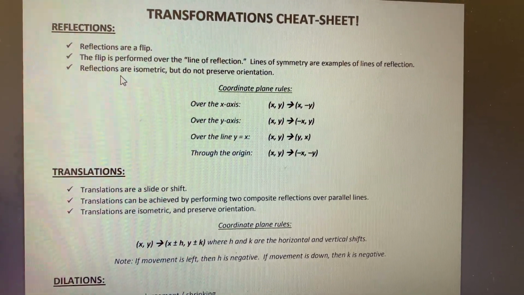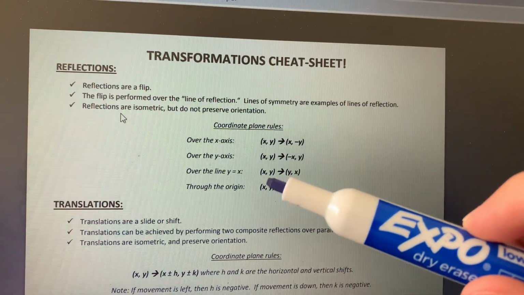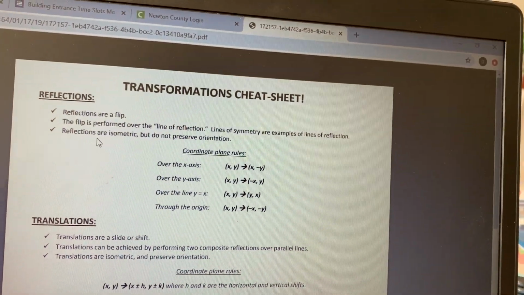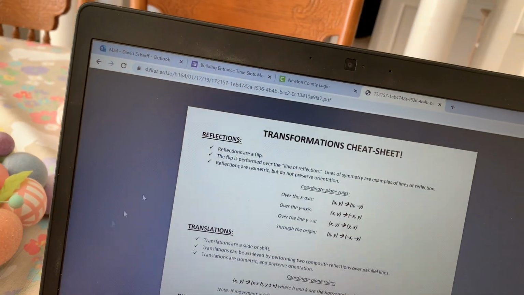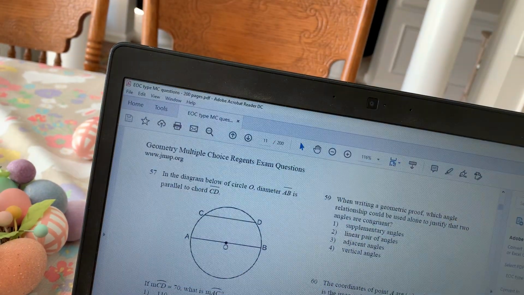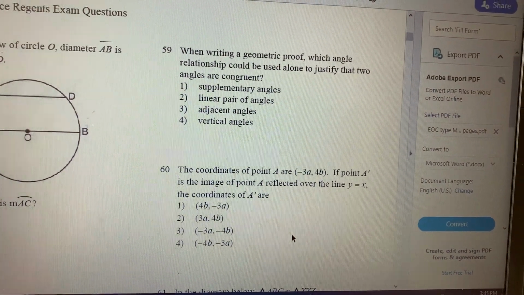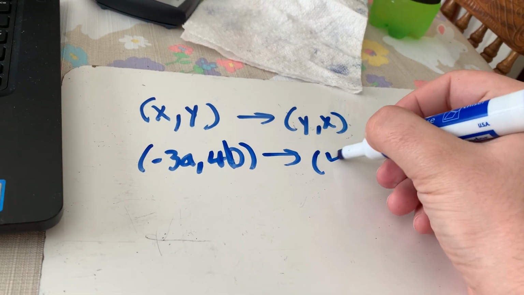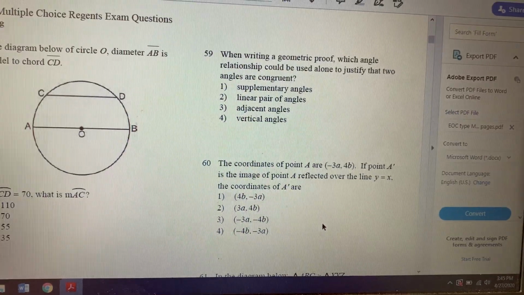All right. So reflections over the line y equals x. Okay. So all I do, whatever y and x is, I flip them. Doesn't matter if I have numbers. Doesn't matter if I have what's actually there in the problem, the -3b and 4a or whatever it is. We'll see in a second. All I do is just flip the order, okay? So, I got -3a and 4b. All right. So all I gotta do is flip the 2. 4b, -3a, which is answer choice 1.